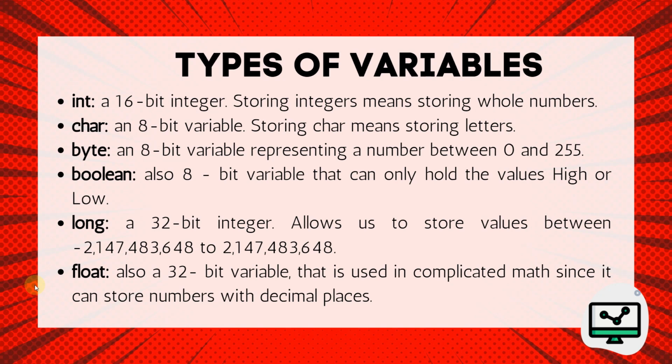Byte. It is an 8-bit variable representing a number between 0 to 255. Boolean. Also an 8-bit variable that can only hold the values high or low. Long, a 32-bit integer that allows values between negative 2,147,483,648 to positive 2,147,483,647. Float, also a 32-bit variable that is used in complicated math since it can store numbers with decimal places. Once the variable is initialized, you won't need to refer to it using int. Just use its name.